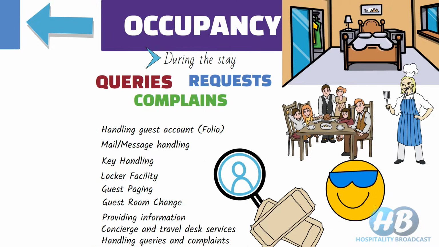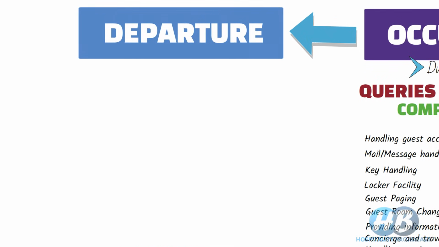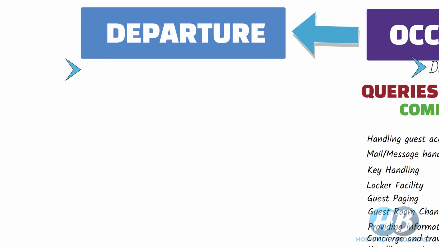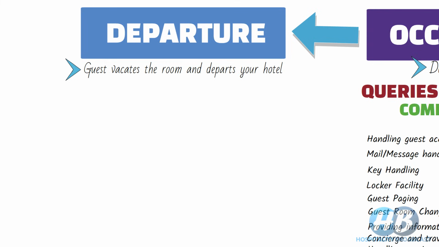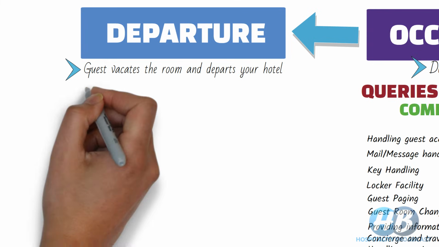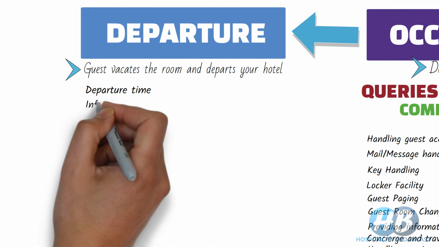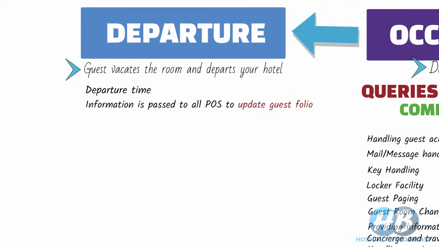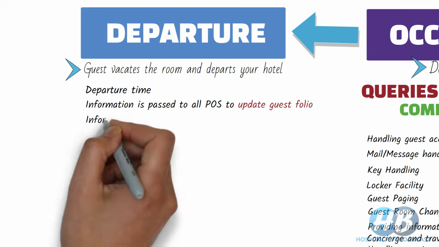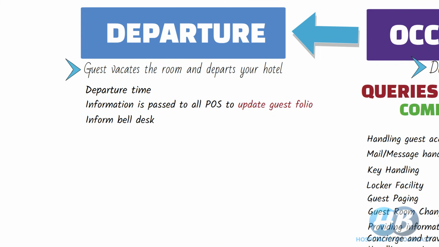Finally, the checkout date arrives, which brings us to our next stage, that is departure. On the day of checkout, guest vacates the room and departs your hotel. Guest informs the front office desk about departure time. Same information is passed to all point of sale stations such as bar, spa, food outlets, travel desk, etc. so that the guest folio can be updated if some updation is required. Same information is passed to bell desk so that bellboy picks up luggage from the guest room on time.